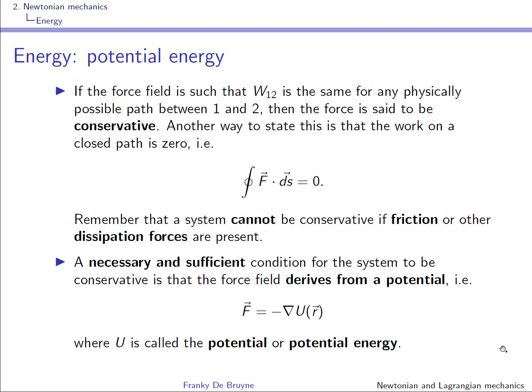Well, you probably remember from previous courses that some forces are said to be conservative, right? This means that the work that is done in going from a point 1 to a point 2 over different trajectories, for instance, that's one trajectory, that's another trajectory, that's yet another trajectory.